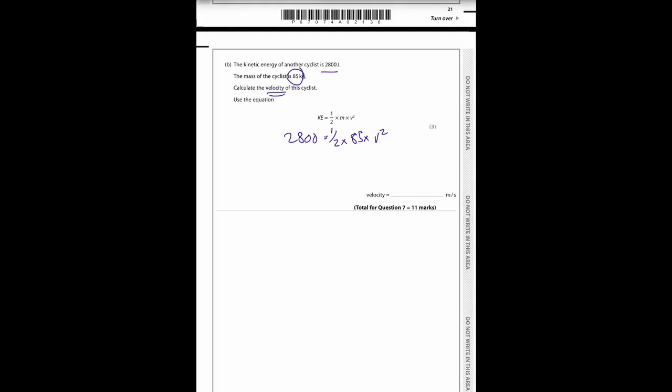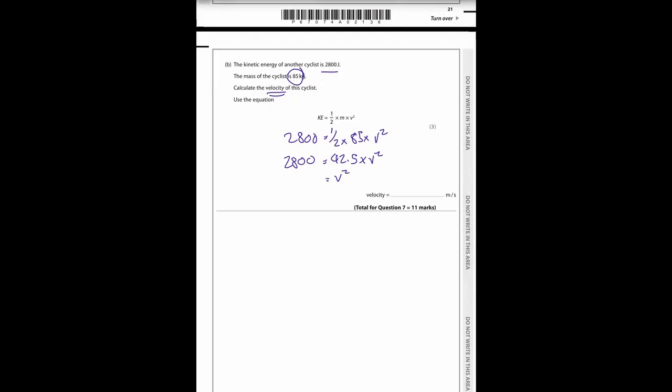And again, I can do this in stages if I want, to make sure that I don't make a mistake. So 2,800 is still 2,800. Half of 85 is 42.5, and that's going to be times V squared. So I can say V squared equals 2,800 divided by 42.5.